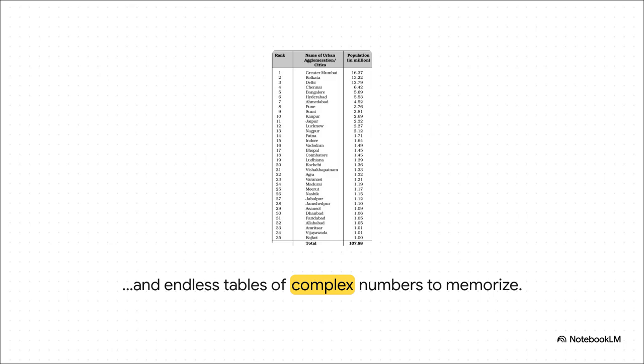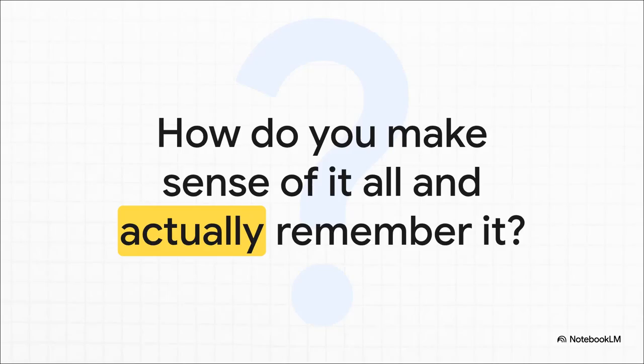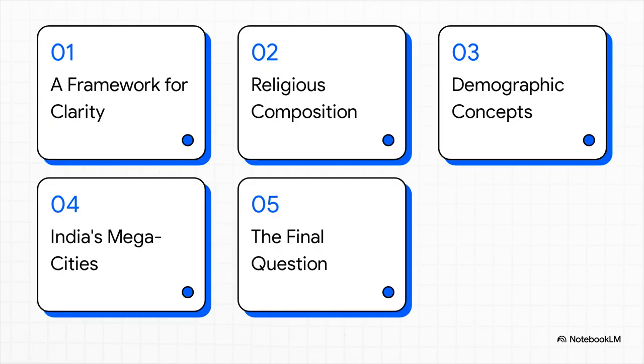It's a lot. So the big question, the one we're all asking, is how do you cut through all that noise, get this information organized, and make sure it actually sticks in your brain when it counts? Okay, deep breath. We're going to dive into this. But we're not just going to stare at the data. We are going to conquer it with a plan. First, we'll set up a framework for clarity. Then we'll apply it to India's religious composition, decode some key demographic concepts, map out the mega cities, and wrap it all up with a classic exam-style question.